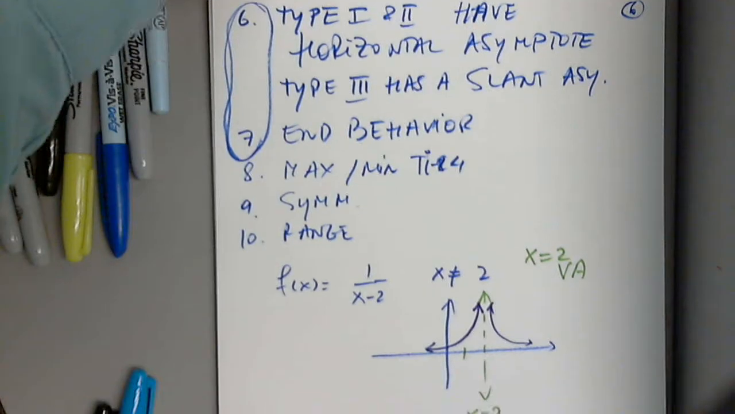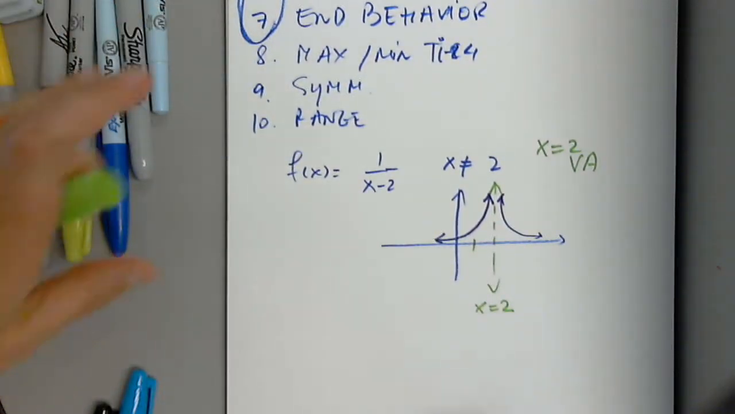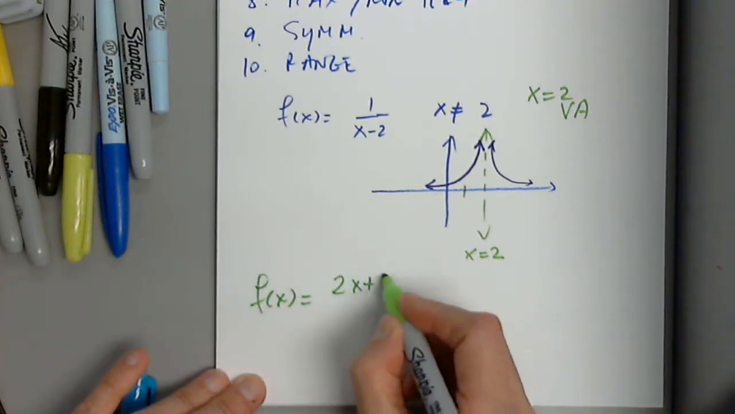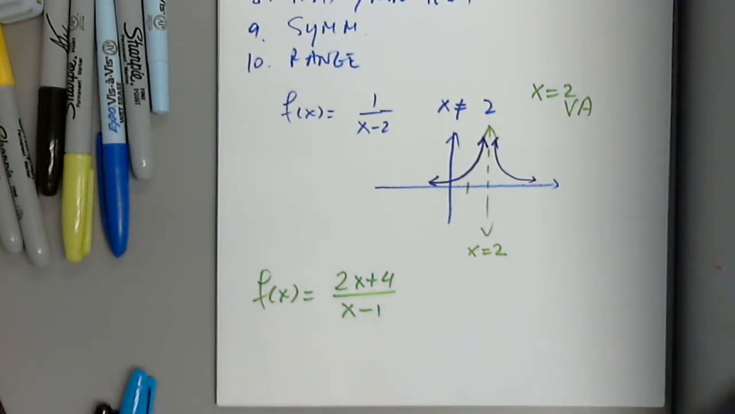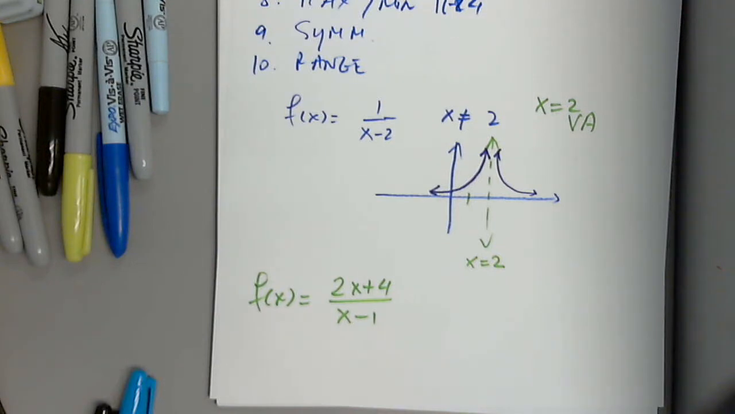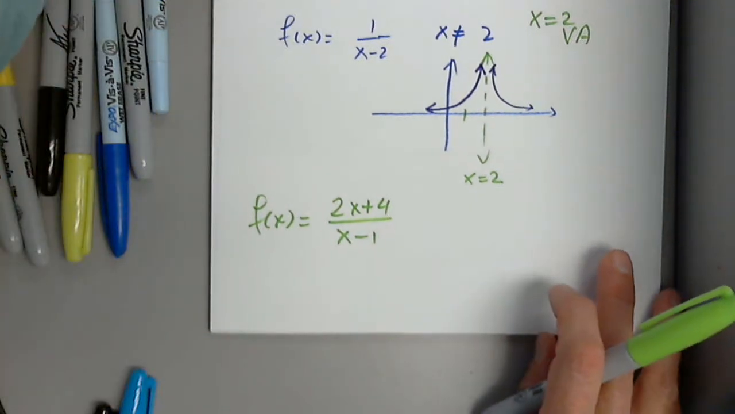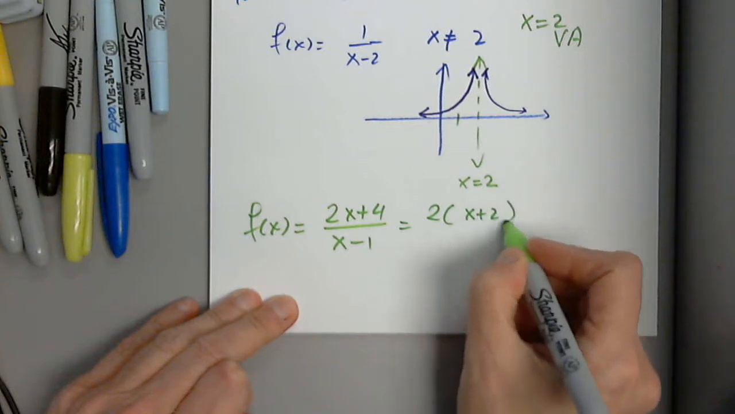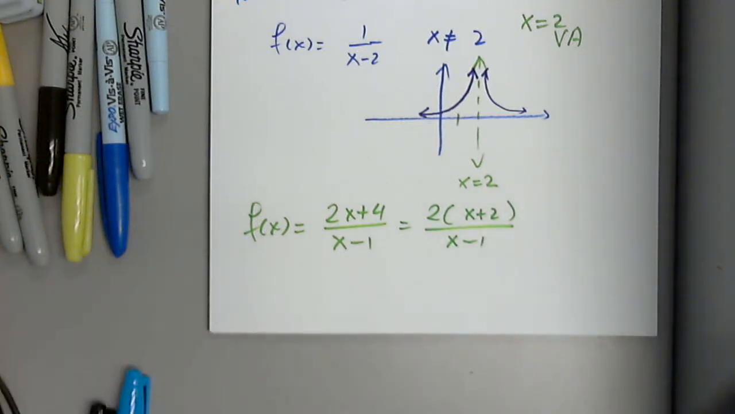Okay, so let's start with a type 1. So f of x equals 2x plus 4 over x minus 1. Like before, I am going to use the same table to summarize all the information so we have it all in one place, so we can easily graph this. Okay, so first I will prep the function a little bit and say, oh, I see that I could factor out a 2 at the top. There is nothing else I can do here.